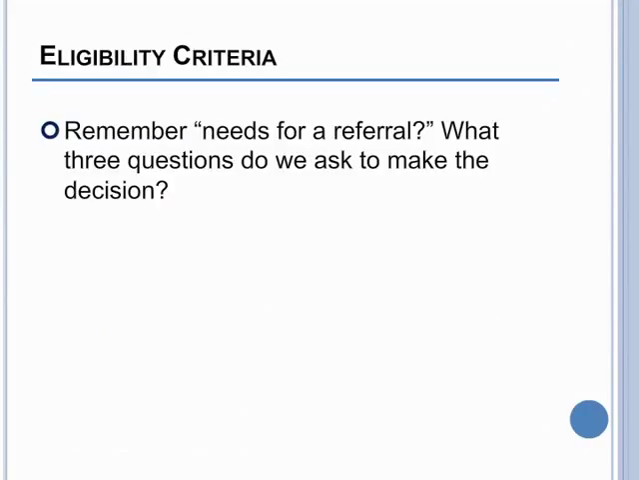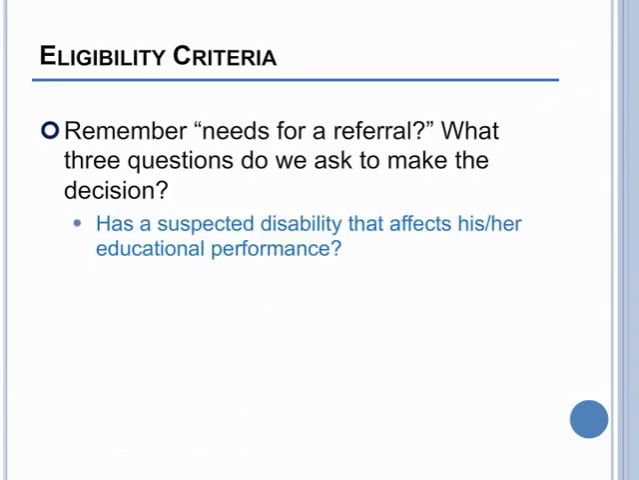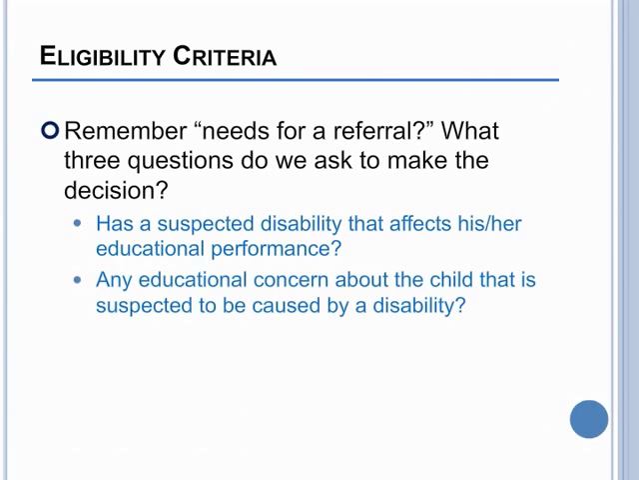Remember when discussing the needs for a referral, what are the 3 questions that we ask to make that decision? First, does the child have a suspected disability that affects his or her educational performance? What educational concern about the child is caused by that disability? And then, do they need specially designed instruction?